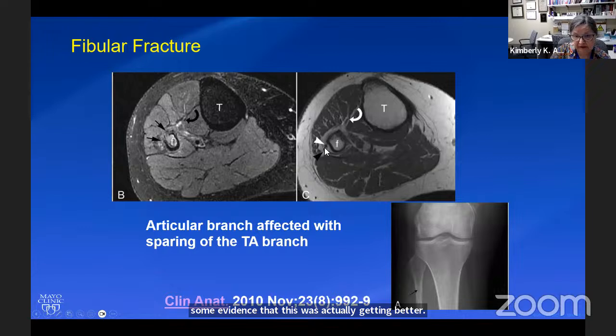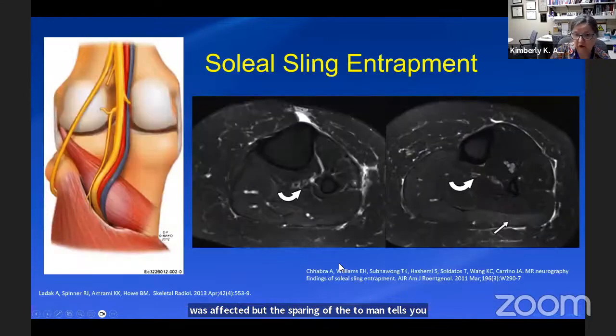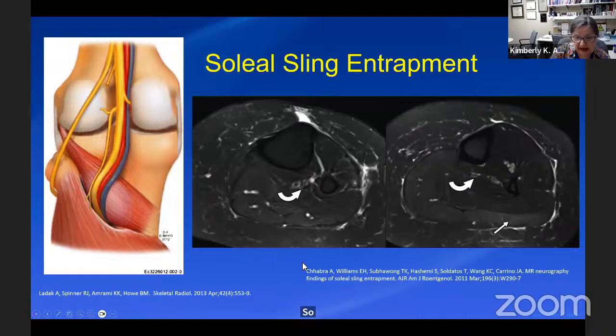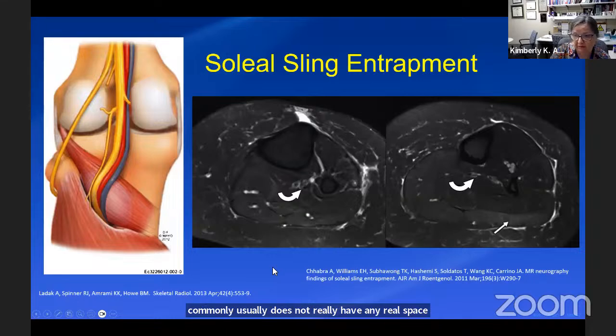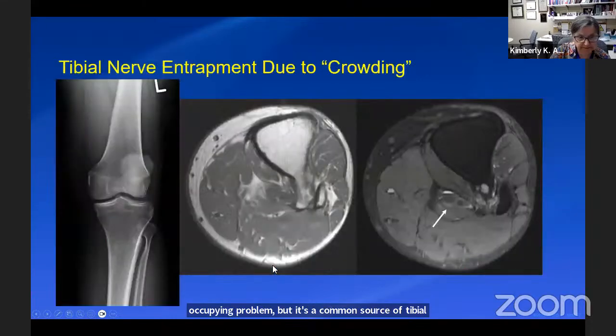With a fibular fracture, pretty common to see injuries to the peroneal nerve. In this case, the articular branch was affected, but the sparing of the tibia tells you it was really those extensor muscles that were affected. Soleal sling entrapment is something that we see pretty commonly, usually does not really have any real space occupying problem, but it's a common source of tibial neuropathy in our practice.